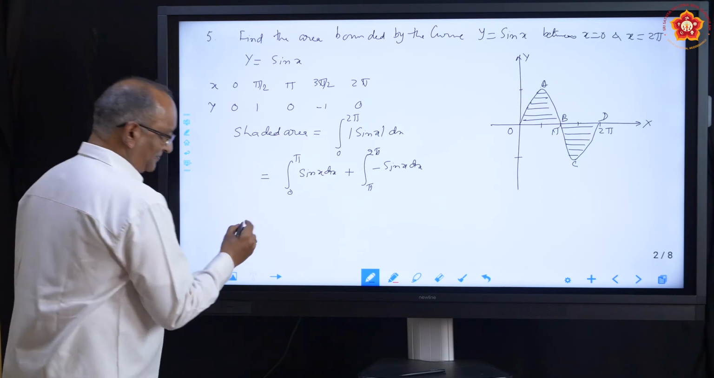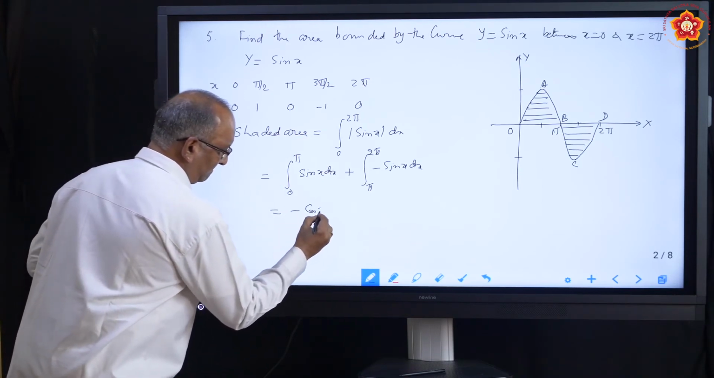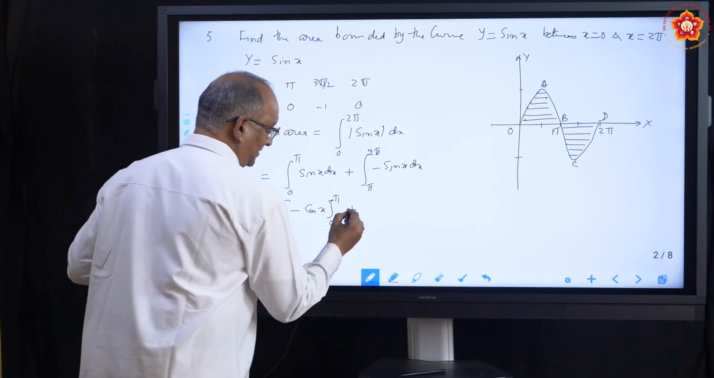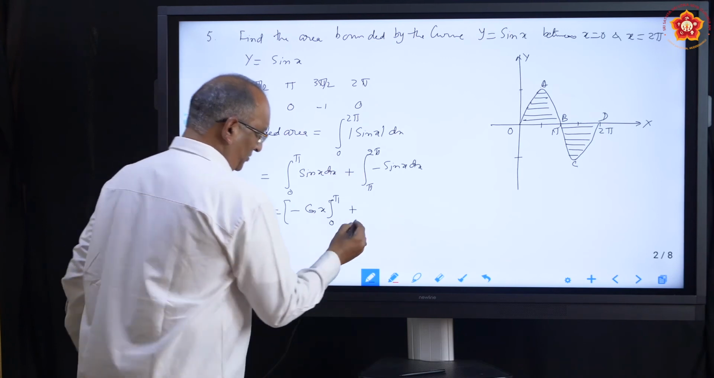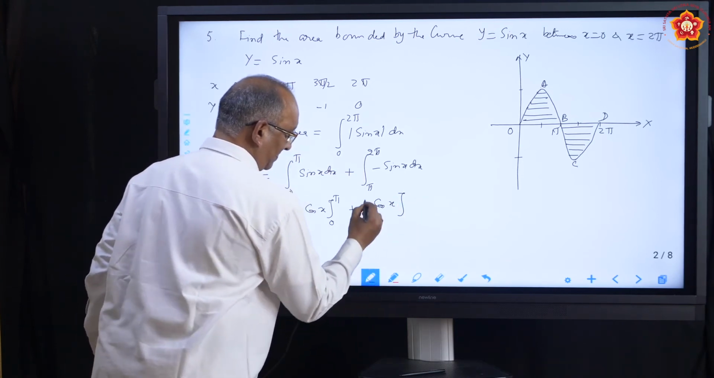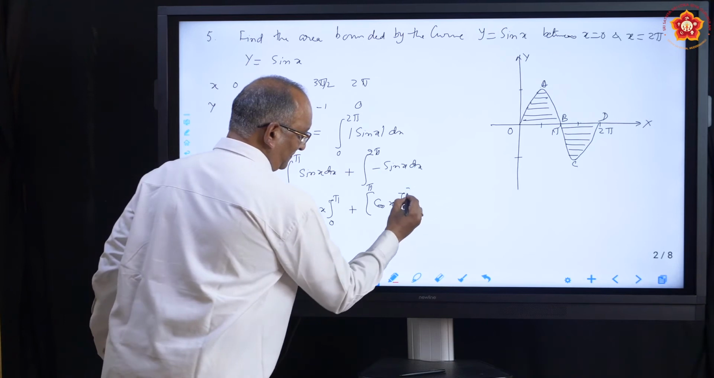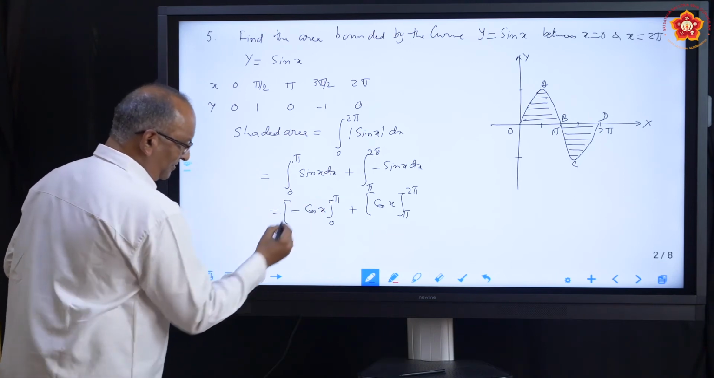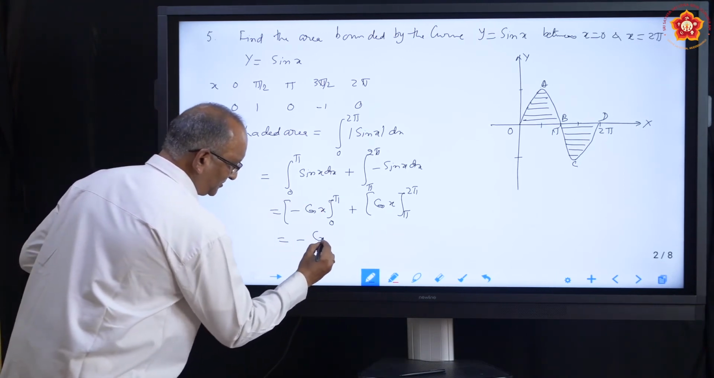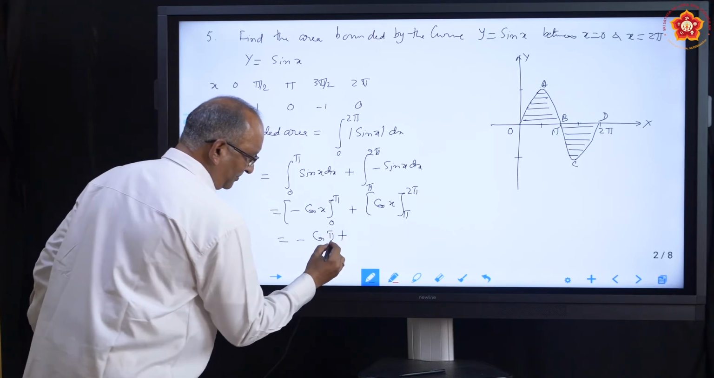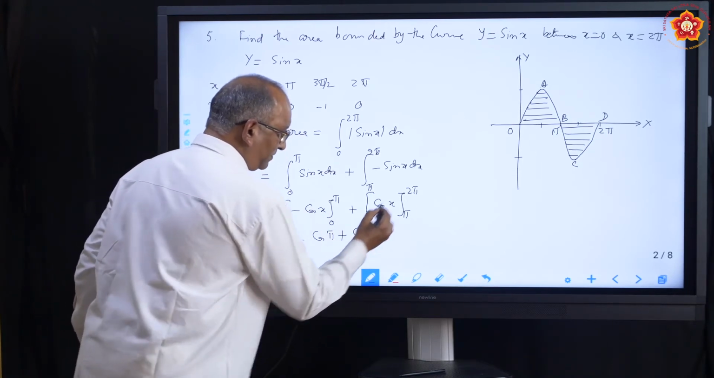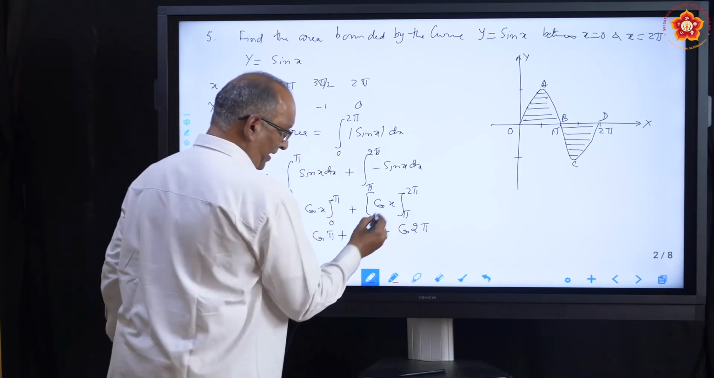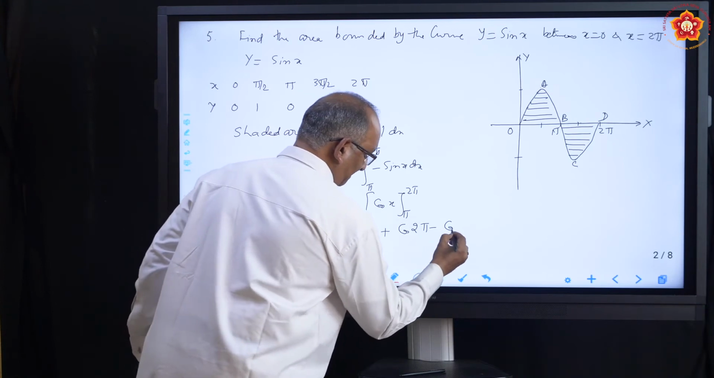Simplify. Integral of sin x is minus cos x, so 0 to pi, plus integral of minus sin x is cos x, so pi to 2 pi. For minus cos x, substitute the value of pi, it will be minus cos pi. Minus of minus, it will become plus cos 0. Here if you substitute, you will get cos 2 pi and minus cos pi.